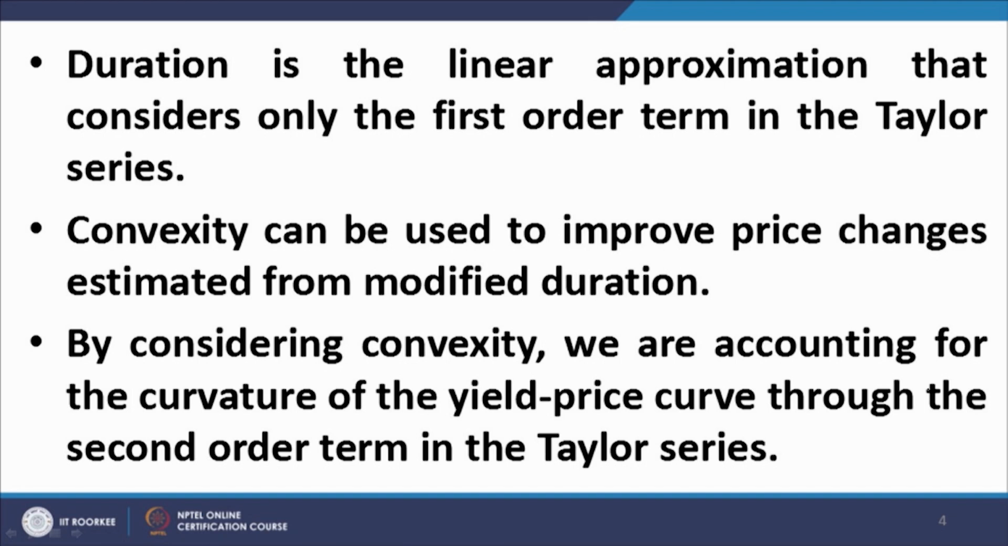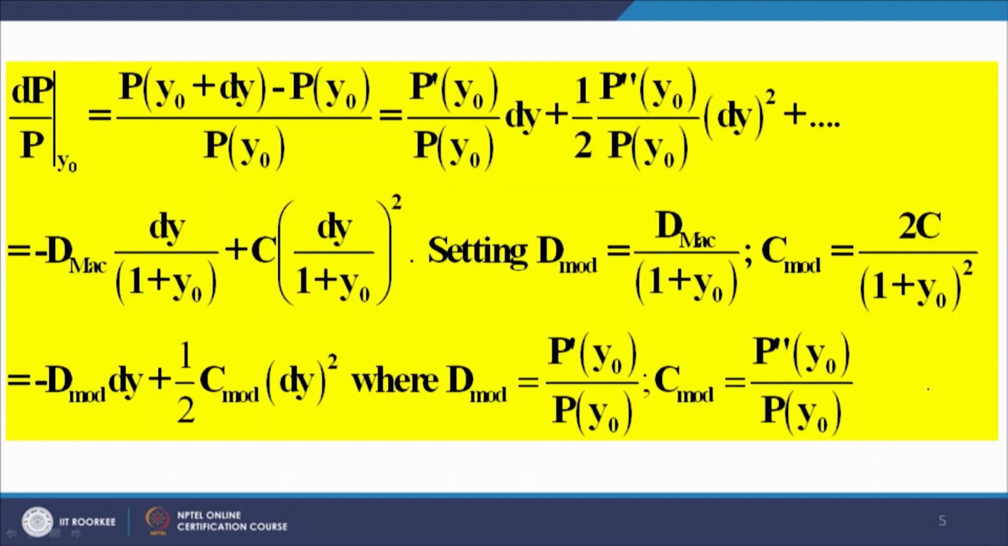I need to emphasize here that the yield price curve is not a straight line, it is a convex curve, and the convexity is captured by the second order term in the Taylor series, and that gives rise to the definition of convexity. By considering convexity, we are accounting for the curvature of the yield price curve through the second order term in the Taylor series. This is what I have mentioned in the last couple of minutes.